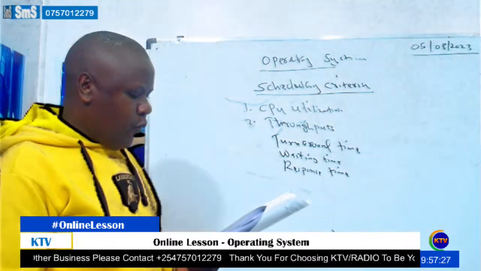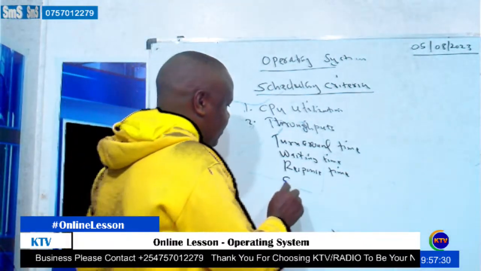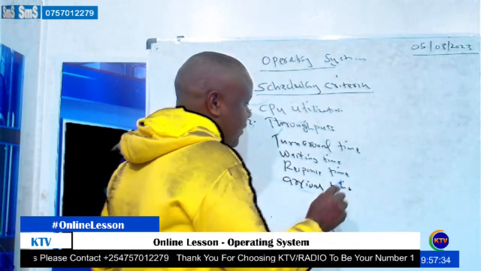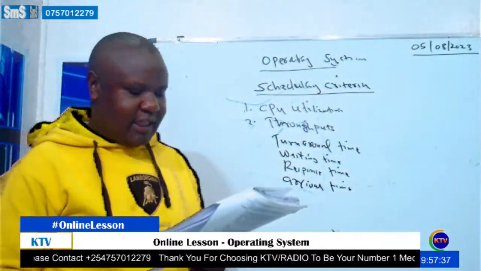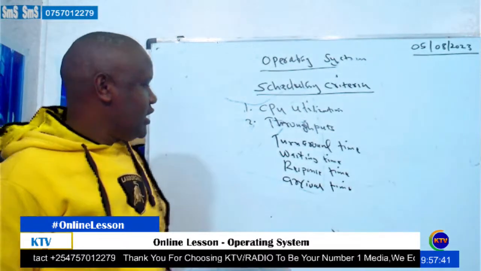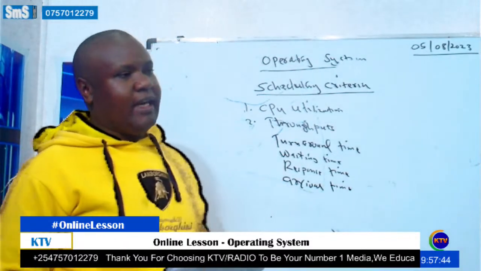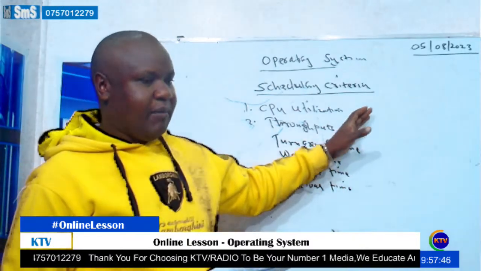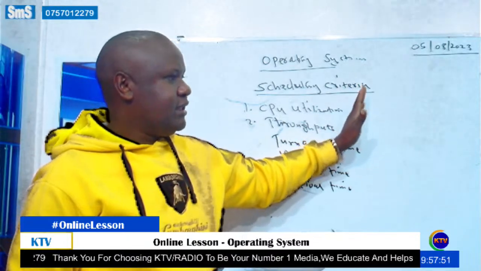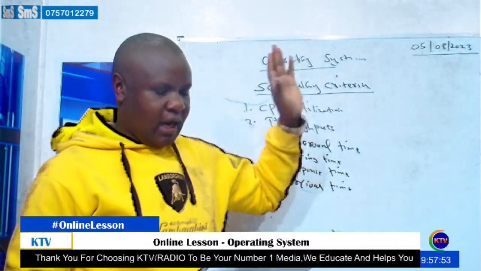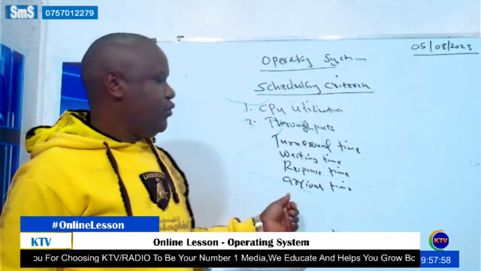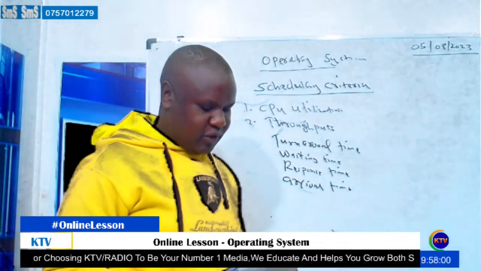Then we also have what we call the arrival time. Arrival time is the time at which the process arrives in the ready queue. I've talked about those process states: the start, ready, running, and termination. At what time did the process arrive at the ready queue? We also look at that time, the arrival time.